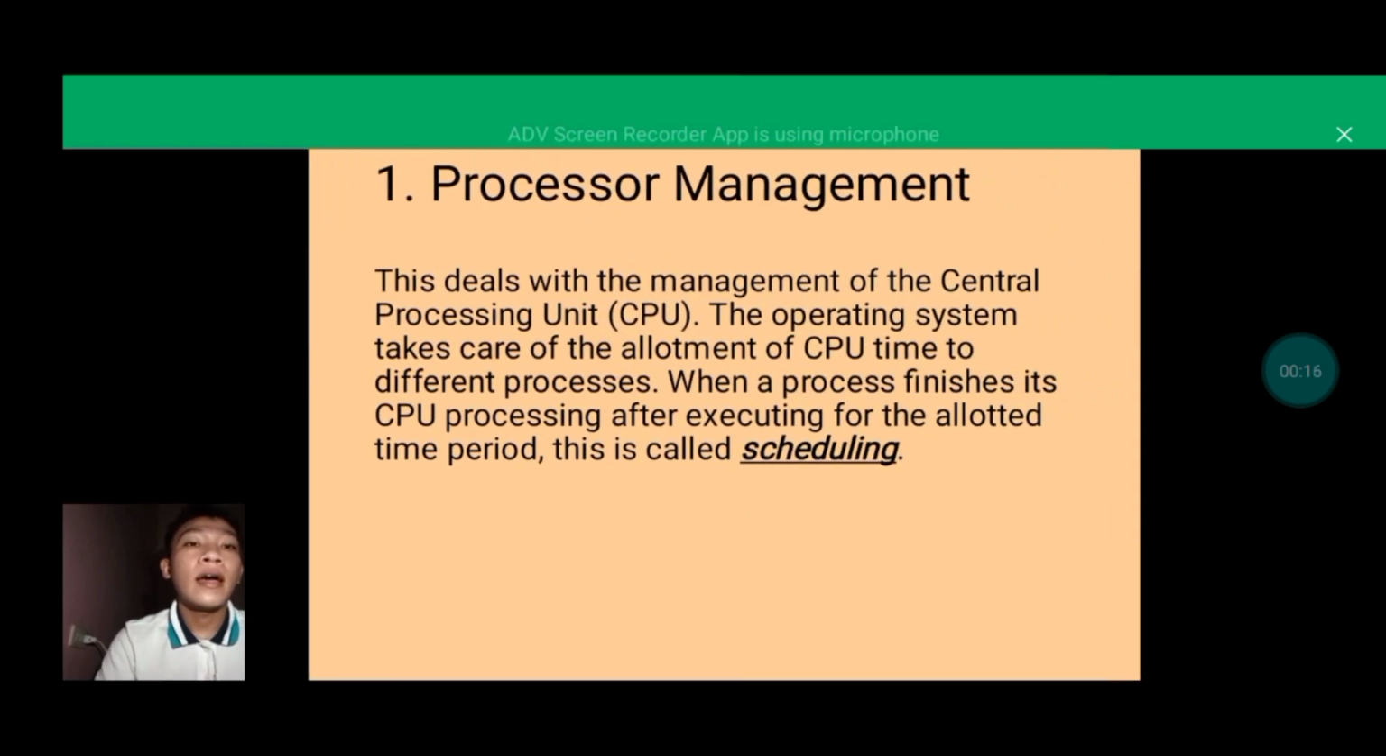The functions an operating system has for management. First, processor management. What is processor management? A process can be thought of as a program in execution. A process will need certain resources, such as CPU time, memory, files, and I/O devices to accomplish its task. These resources are allocated to the process either when it is created or while it is executing.